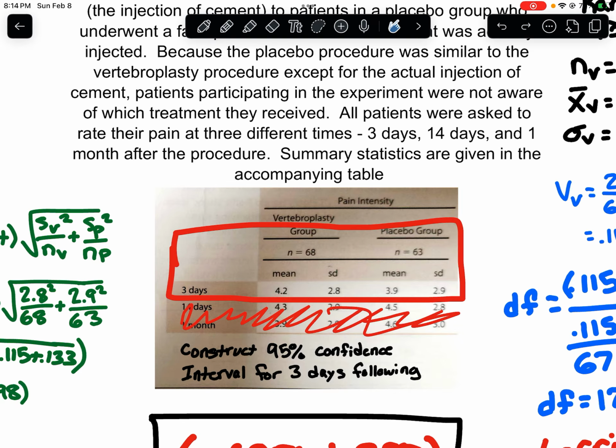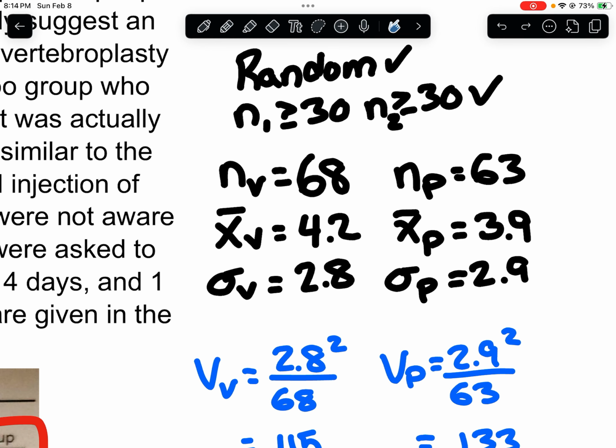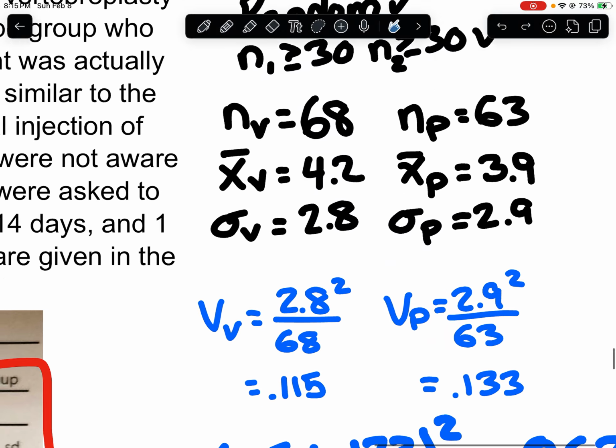And so if we go up and check our assumptions, okay, random, and n, sample size were both bigger than 30, so all of that was fine. Again, sample size 68, 63. The average for the vertebroplasty and the placebo, or the 4.2 and the 3.9, standard deviation for each.